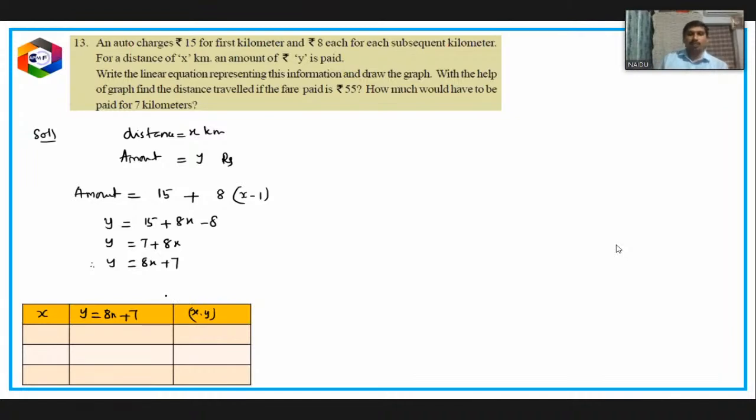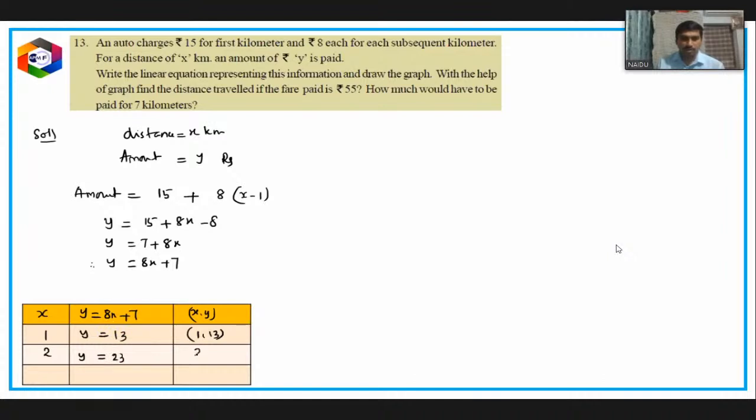So children, here what I am going to do is, x kilometers means 1, 2, 3, 4 like that only. It will not be that much, and it is asked only for a 6 or 7 kilometer range. So I am going to take x equals 1 first. What will be y? 8 into 1 plus 7. Sorry, 8x minus 8. Okay, 15 minus 8 will be equal to 7. So x equals 1: 8 ones are 8 plus 7, which is equal to 15. So 1 comma 15. And x equals 2, y is equal to 8 twos are 16, 16 plus 7, which will be equal to 23.